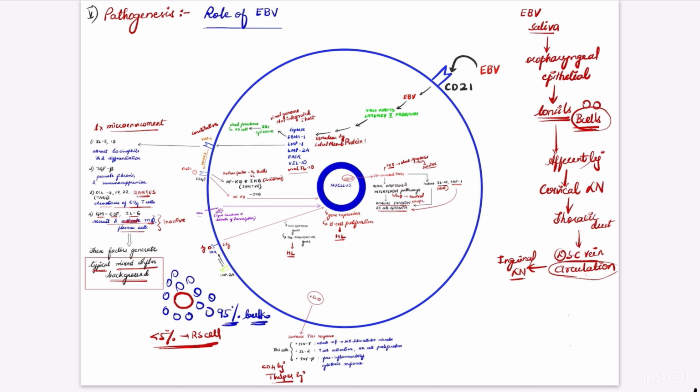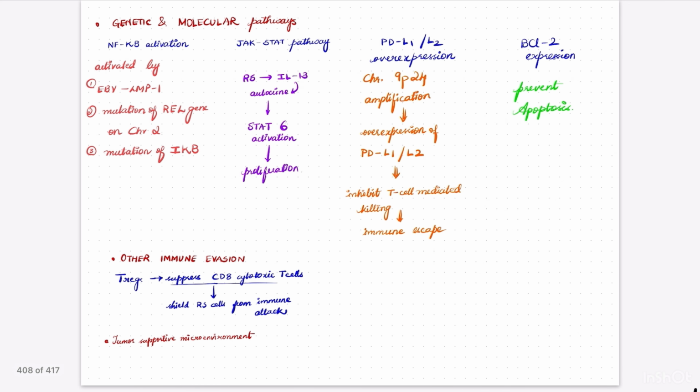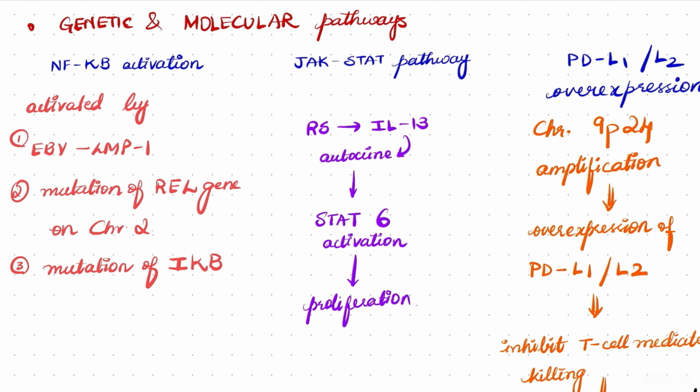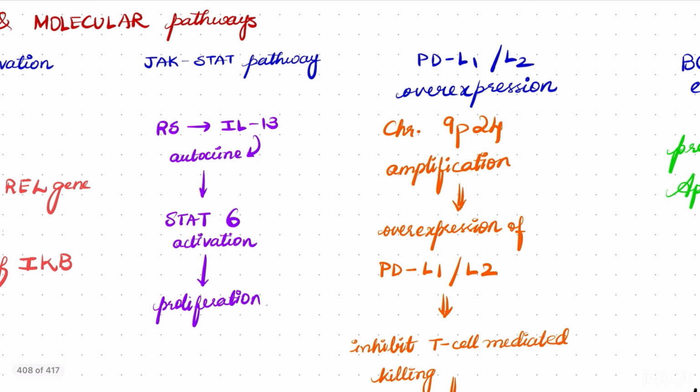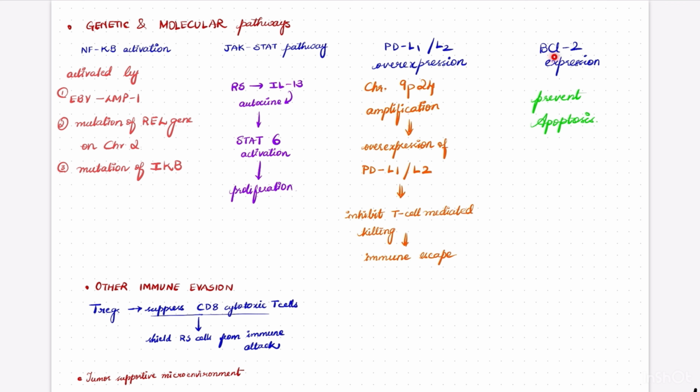So this is in brief about the role of Epstein-Barr virus in causing Hodgkin's lymphoma. Among other, non-infectious causes like genetic and molecular pathways, there is mutation associated with NF-kappa B, where NF-kappa B gets constantly active, and JAK-STAT pathway, PD-L1 and PD-L2 overexpression, these are present on the surface of this B cell, and BCL2 expression.